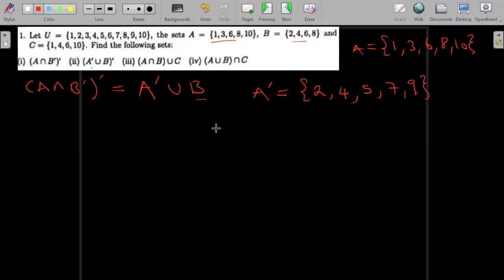So these are what will sit in A complement. I have A complement, which I've just found, and that is just 2, 4, 5, 7, and 9. These are the elements that are not in the set A. Then my B, if I check what my B is given, there's 1 there, there's 4, there's 6, and there's 10.